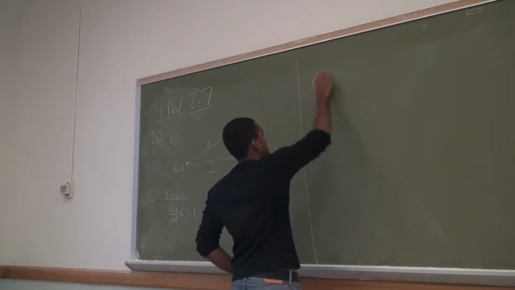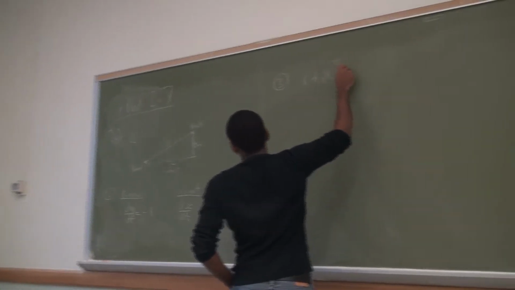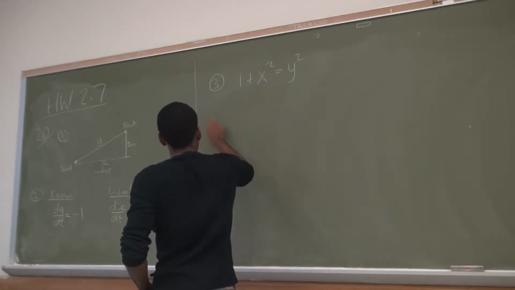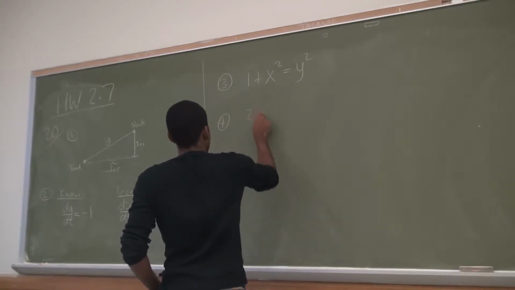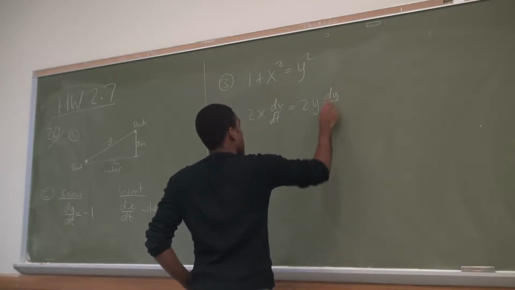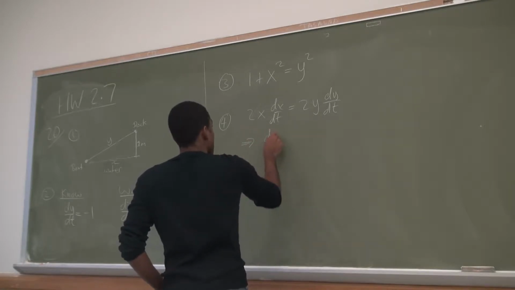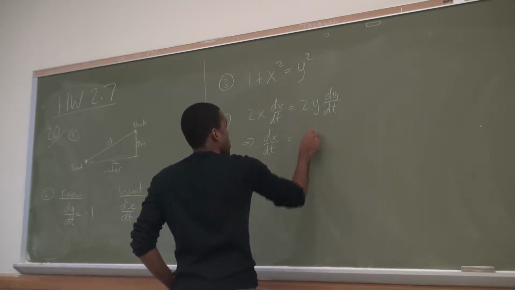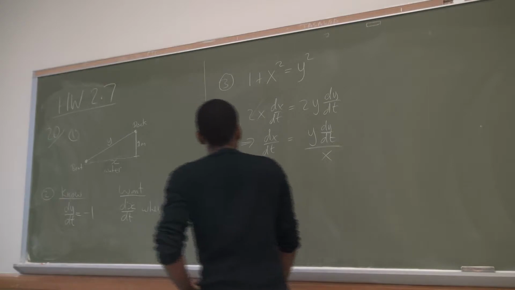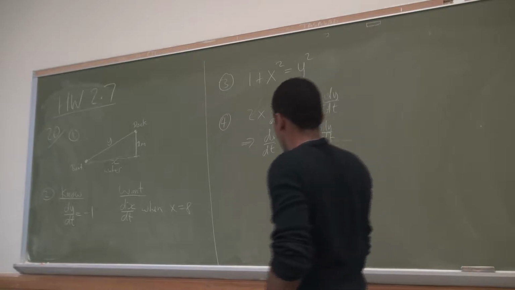Pythagoras' theorem: we know that 1 plus x squared is equal to y squared. Step 4, implicitly differentiate with respect to t. These can cancel. I'm looking for dx/dt. Now I'd like to plug in. I know the x, but I don't know the y. So how do I find the y?